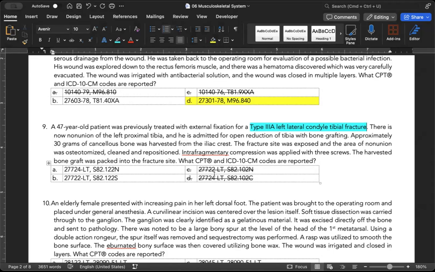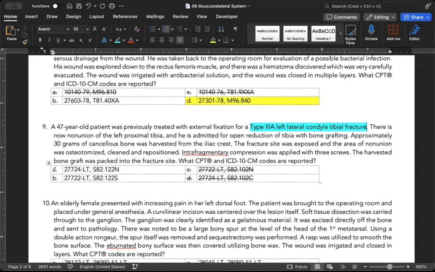Yeah, it's going to be a subsequent encounter. It's not a sequela because the acute phase of that fracture is not completed. So the treatment, they are still in the healing phase. If they're in the healing phase still and they're just now finding the non-union, then we're going to be your subsequent encounter.